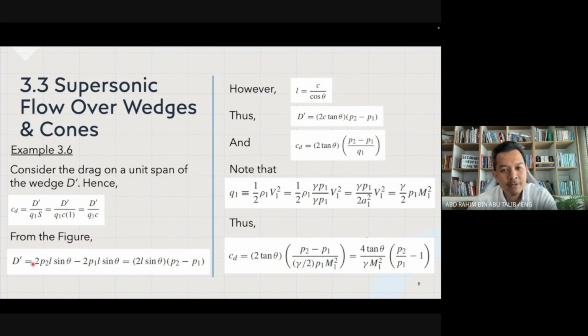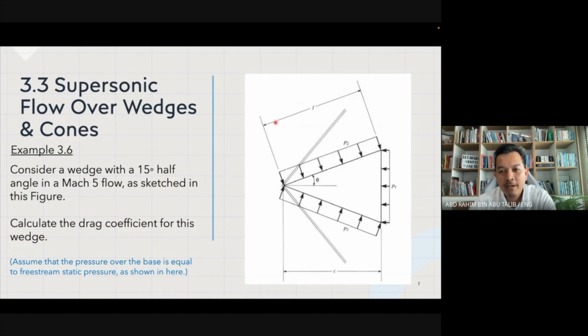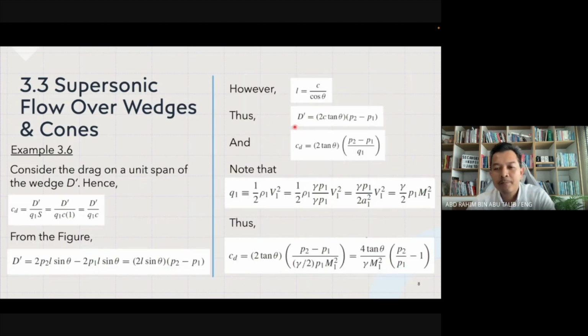From the figure itself, you want to resolve it accordingly, where we know that the length L, the length of the wedge itself, is equal to C over cos theta, from the trigonometry rules. Thus you can have this expression and the CD expression in terms of the theta value.